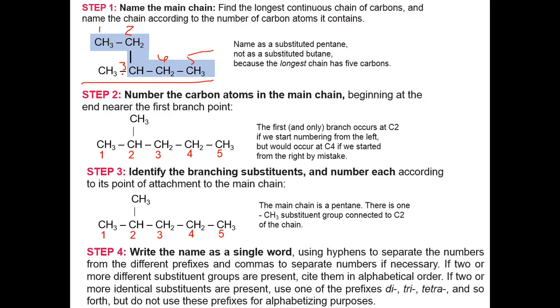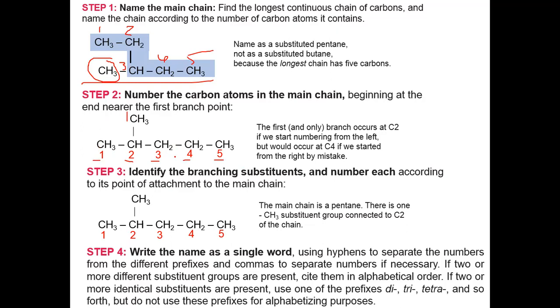right? And then there is some kind of substitution, which is this one. But the longest chain is going to be pentane because there are 5 carbons in there. Then we need to number the carbon atoms in the main chain, beginning at the end near the first branch point. So okay, we can number it like 1, 2, 3, 4, 5. We could do the same thing from here, but it will be the same result. All right. So we numbered the carbons in the longest chain.